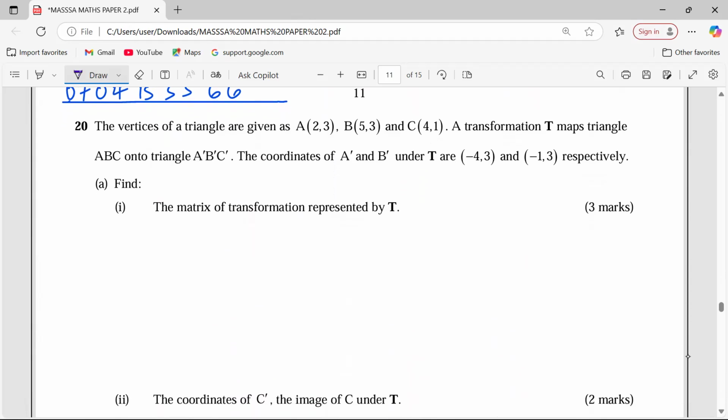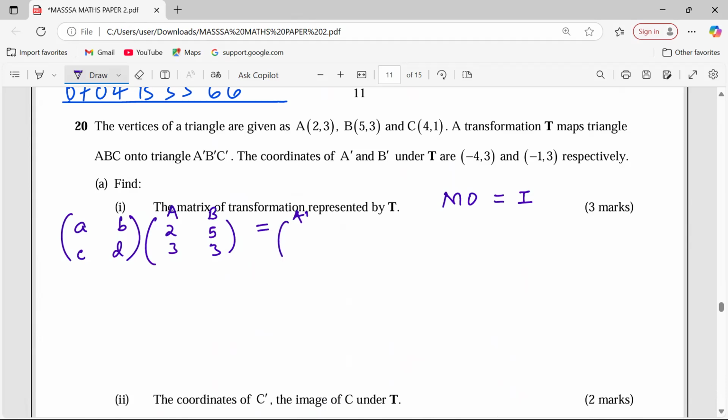We're supposed to know that a matrix multiplied by object should give us image. So this unknown matrix can be let be A, B, C, D. Those are the elements in the matrix of transformation. Remember, we deal with a 2 by 2 matrix of transformation. Now, when we multiply this with the object A, which is (2,3), and B, which is (5,3), then we're supposed to get A', which is now (-4,3), and B', which is (-1,3).